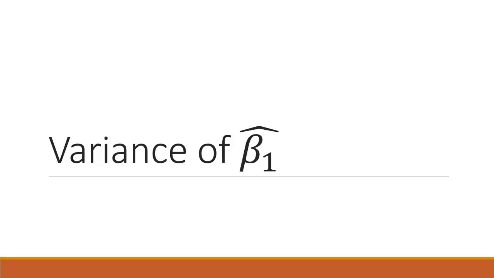So what we're going to do to set this up is we're first going to talk about the variance of beta 1 hat. We're going to talk about the variance of our coefficient estimate. This is going to be a very important topic, and it's going to relate closely with the issue of multicollinearity.